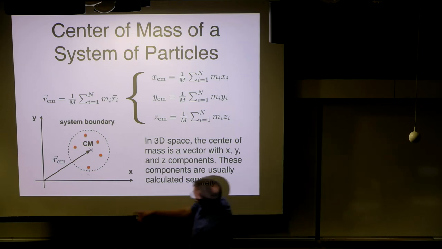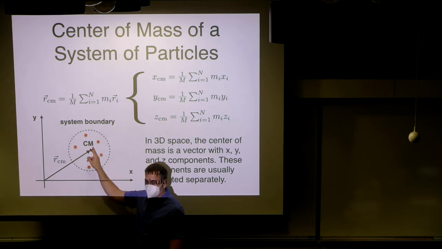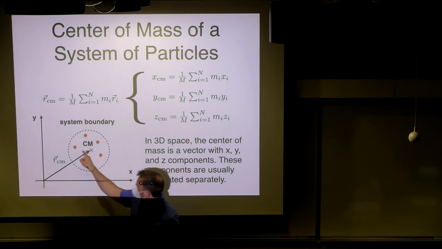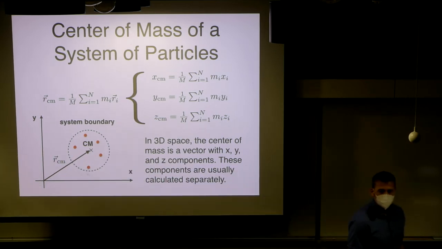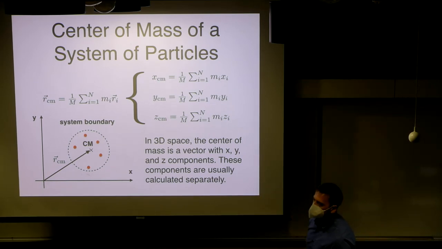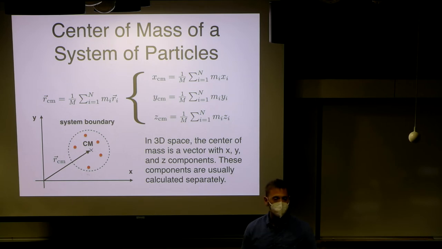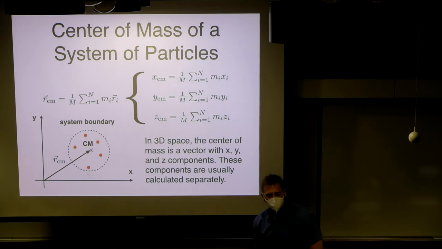So the center of mass has like an x position, right? There's a location on the x-axis right here. It has an x coordinate to it. It has a y coordinate as well. And if we were in three dimensions, we'd have a z coordinate, right? So there's an x, y, and a z coordinate for your center of mass. So how do we handle this? Usually, we just get each one individually, right? We calculate the x coordinate for the center of mass, we calculate the y coordinate, and the z coordinate all separately. So here's how that works, okay?